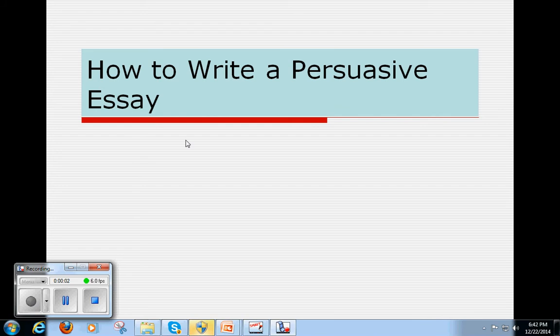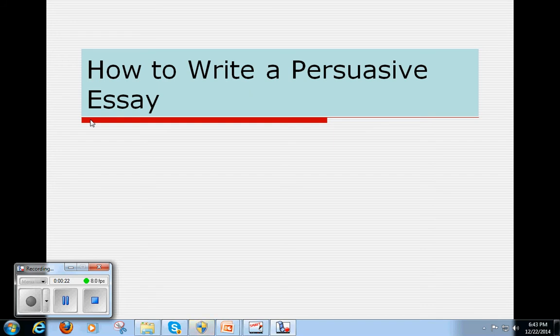Today we are talking about persuasive essay. How to write a persuasive essay. The word persuasive comes from the word persuade. The verb persuade means to convince, يقنع. So a persuasive essay نص إقناعي.